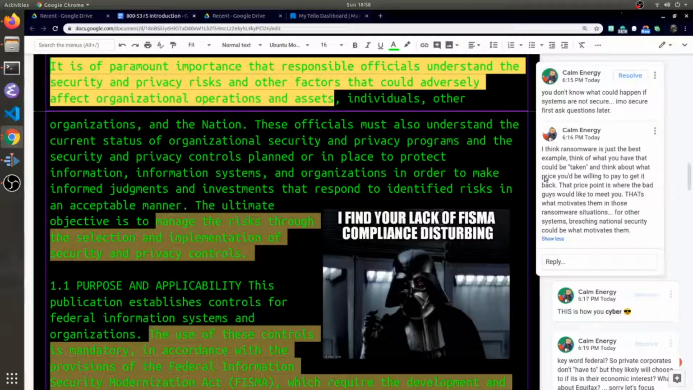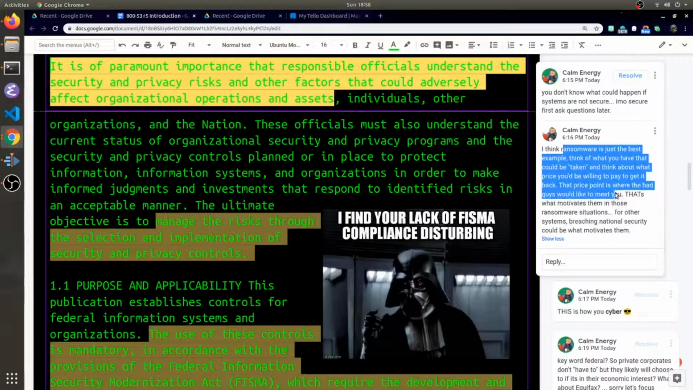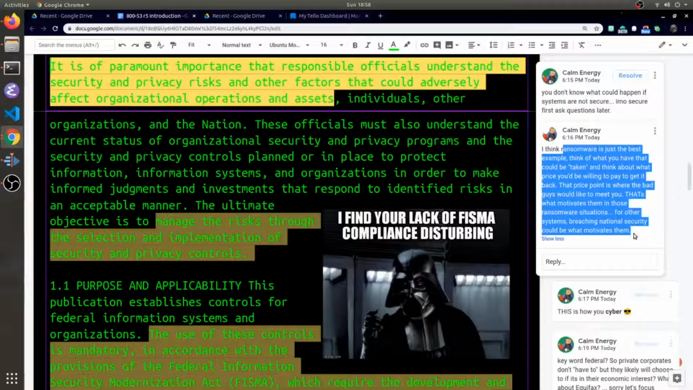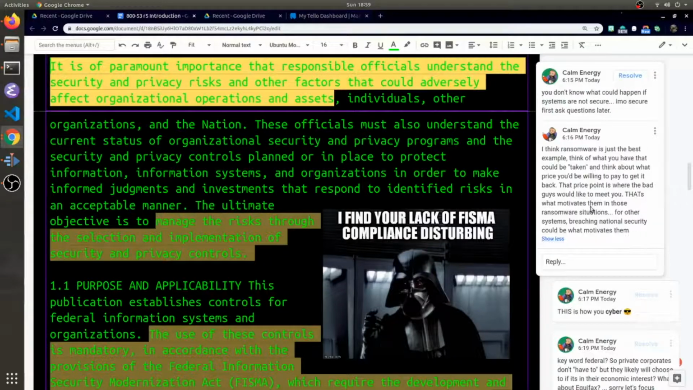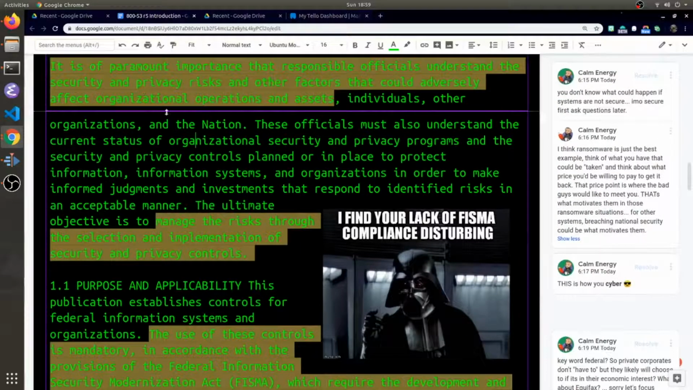So what I'm saying here is there's a lot of ransomware attacks going on with federal systems, especially this last year. If you think about it, any data or information that exists can be taken, and whatever price you're willing to pay to get that back is the price point where these bad guys are trying to meet you at. Now we could go into the different motivations that exist, because there's more than one out there. But I really like this sentence that they brought up in the paragraph.